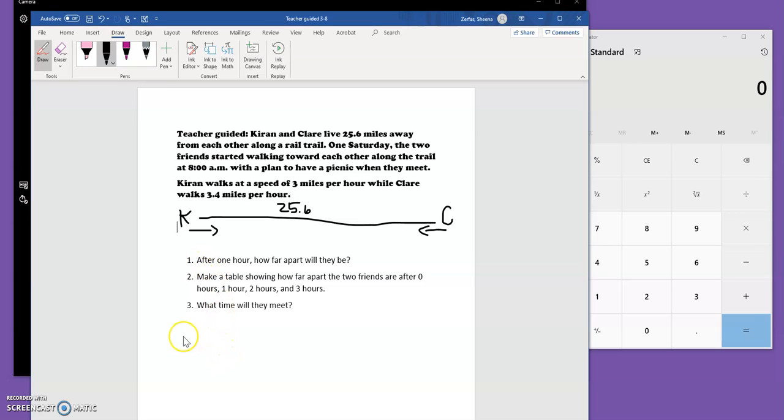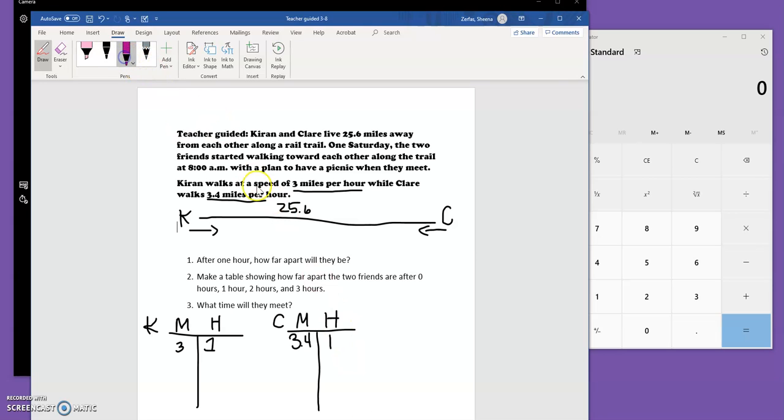So for 1 hour, I'm going to organize my two people into tables. Kieran, based on what we're told, walks 3 miles per hour. So miles and hours, and 3 miles for the 1 hour we're talking about. And then I'm making a table for Claire. Based on the information, again, we have miles and hours. Claire is 3.4 miles per hour, so 3.4 and 1 hour.